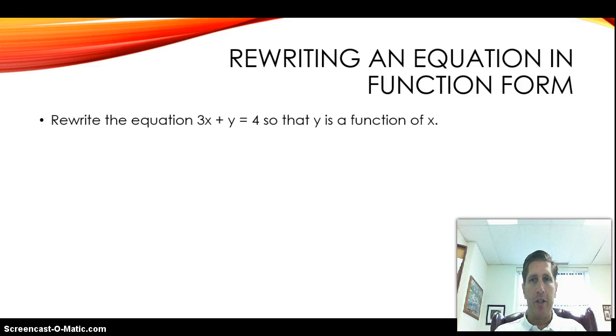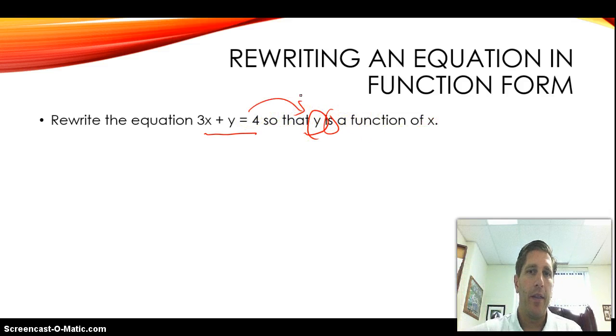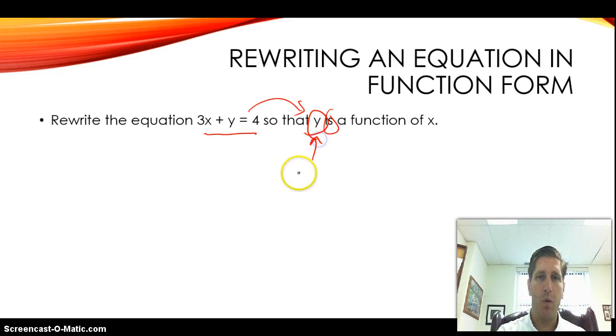So rewrite it in function form. Rewrite the function 3x plus y equals 4 so that y is a function of x. They give you this equation and they say so that y is a function of x. This is very important: you understand that this means you're solving for y. They want the y equals. They want you to isolate y here. So when we have the equation 3x plus y equals 4, they want you to isolate that y.